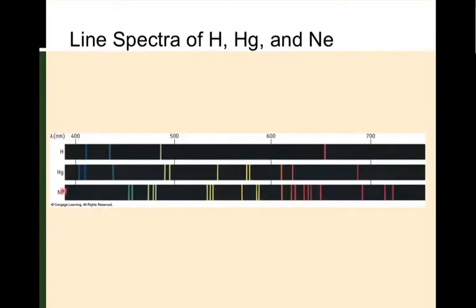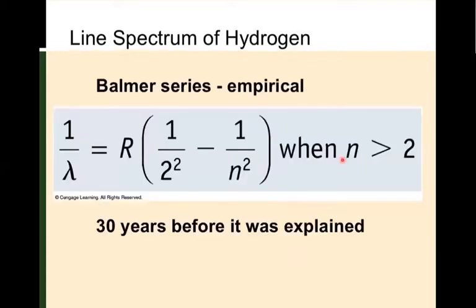These lines for hydrogen and hydrogen-like elements or particles were described by an empirical series. They're empirical, so it doesn't necessarily obey the theory perfectly, but this series, called the Balmer series, was observed 30 years before it was explained. It happens to be only true for the transition to the n equals 2 level.